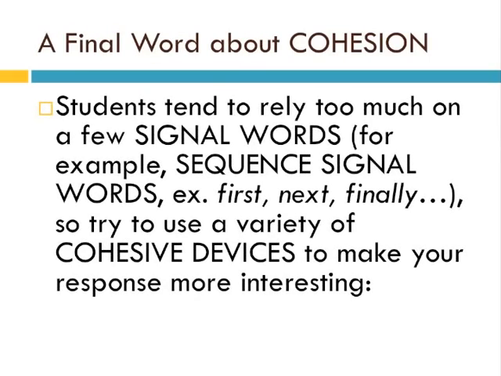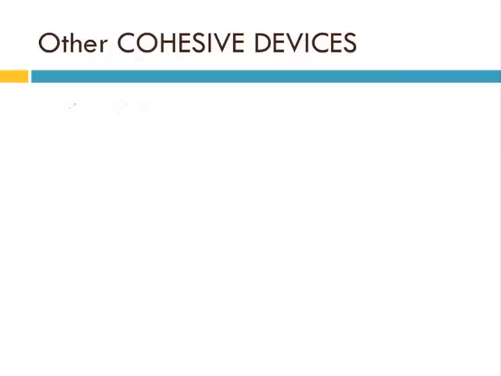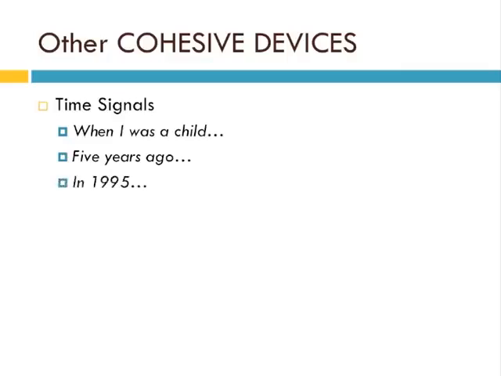I think a final word about cohesion. Students, in my opinion, tend to rely too much on a few signal words, for example, those sequence signals such as first, next, and finally. So, in my opinion, try to use a variety of cohesive devices to make your response more interesting. Some ideas you can think about, other cohesive devices, are things such as time signals. When I was a child, 5 years ago, in 1995. All of these do help connect information.